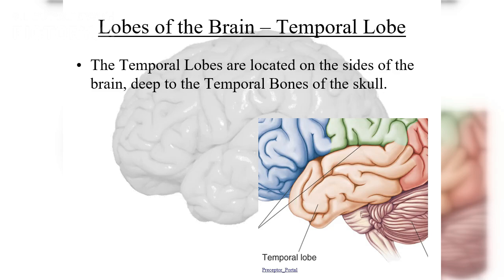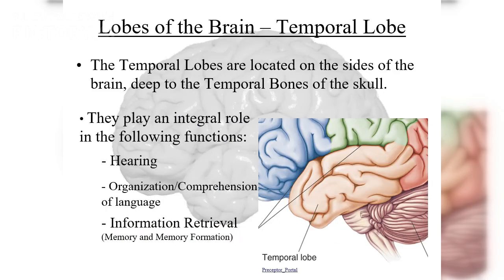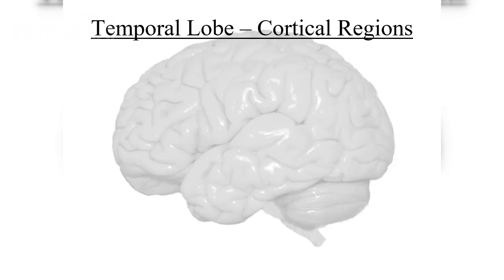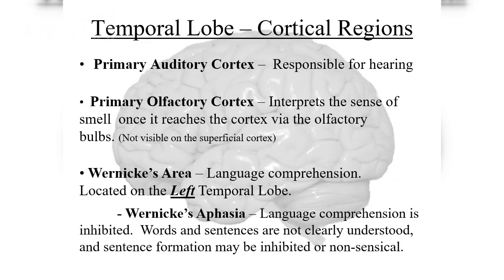The temporal lobes, located on the sides of the brain, are key for hearing, language comprehension, and memory formation. They play a vital role in processing auditory information and retrieving memories. The primary auditory cortex is responsible for hearing, while the primary olfactory cortex interprets smells. Wernicke's area, located in the left temporal lobe, is crucial for language comprehension. Damage here can lead to Wernicke's aphasia, affecting language understanding and production.